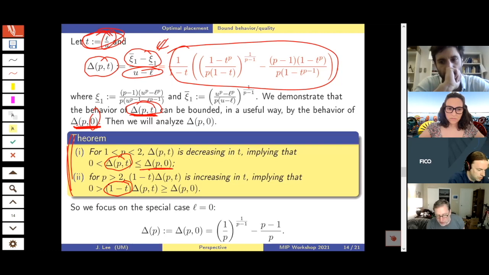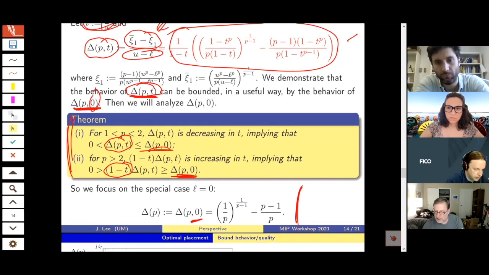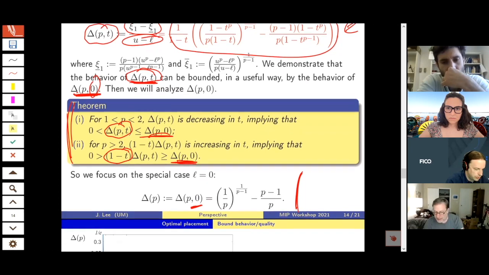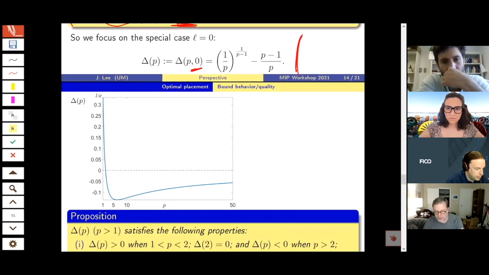You have to put a correction factor there of this 1 minus L over U. But still, it gives us some idea about knowing something about delta P0. What does it tell us about delta PT? So delta P0, we drop the 0, and it's just this. So that's just plugging in T equal 0 here. And this is what the function looks like.